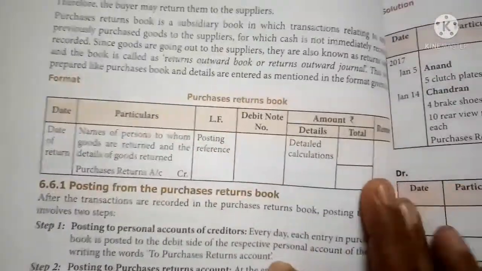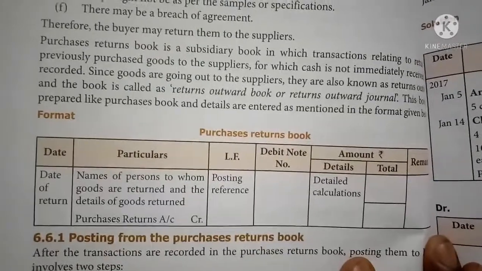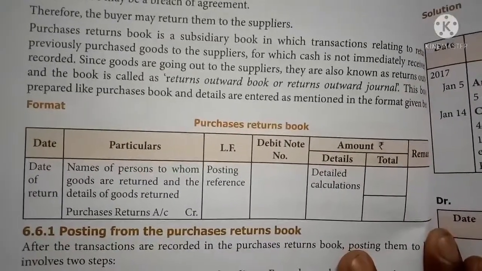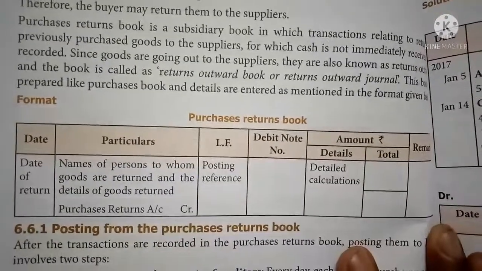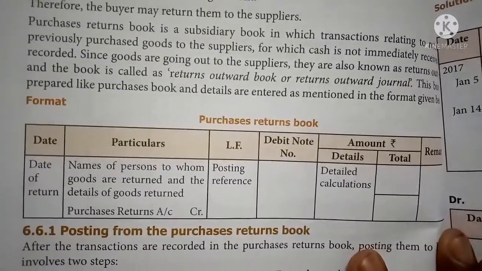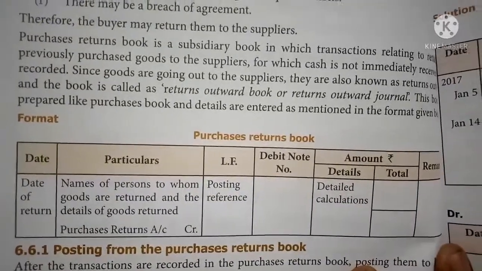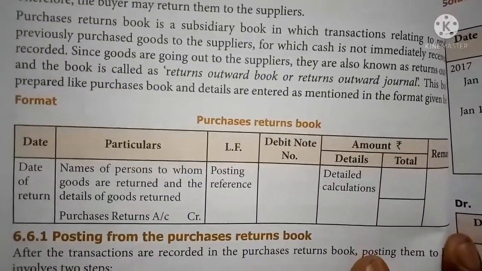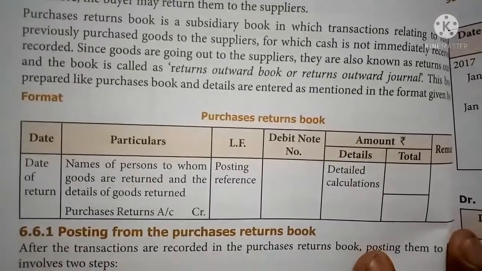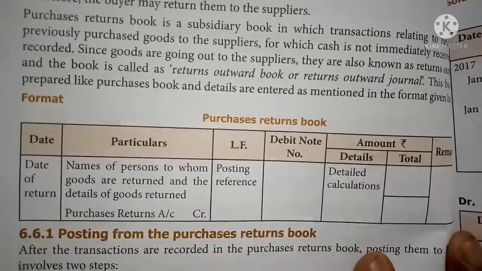It is a specimen of purchase returns book. Date, particulars, that is name of the supplier, LF ledger folio, debit note number, detail and total amount, separate column, and lastly remarks column should be maintained, because in the case of return to supplier, there will be some reason. That reason will be written in the remarks column. And then sales book.